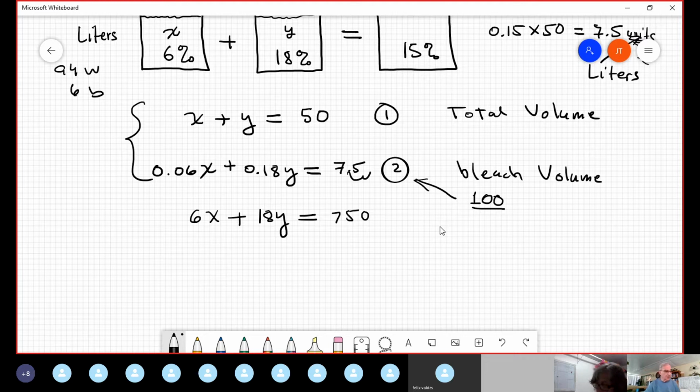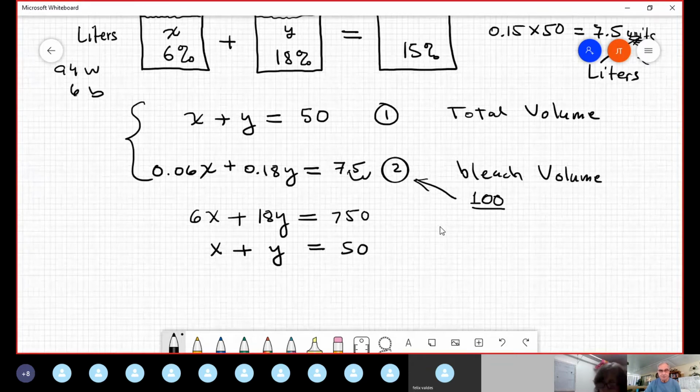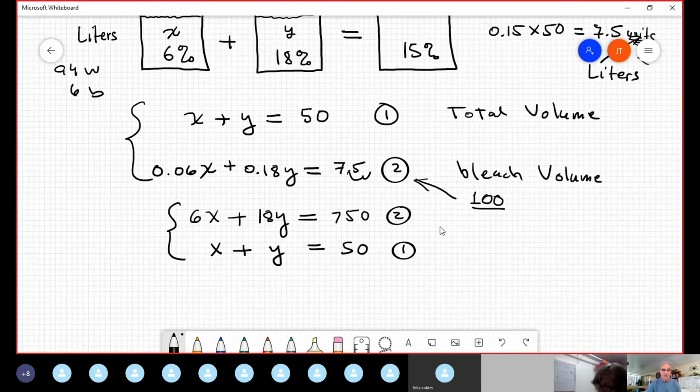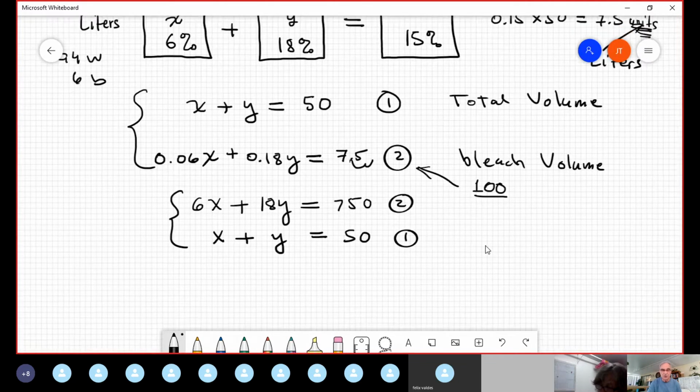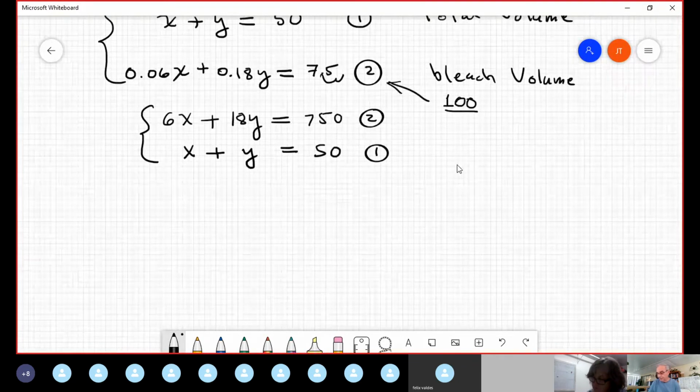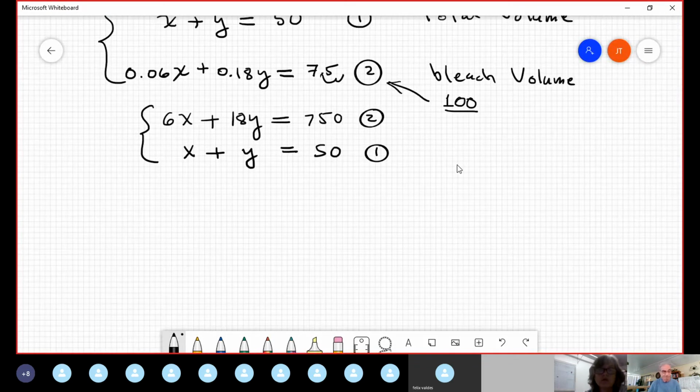Okay, and so this is my solution. This is my system. Let me go in an elegant way now. Equation 2, equation 1. Ready to apply. To apply what? What do you recommend me? Substitution or elimination? Substitution. Exactly. Why? Because you have a positive one variable.